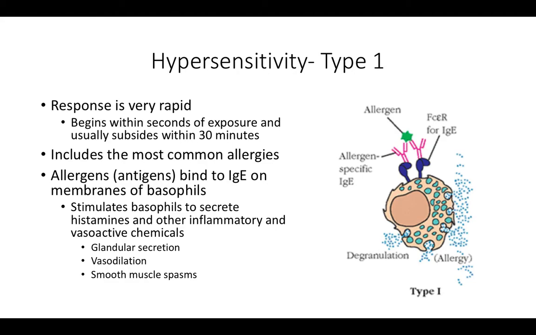So in this response, allergens, which you see here in this picture in green, are going to bind to antibodies, specifically IgE, on the surface of these basophils. And as a response, that basophil will be stimulated to secrete histamines, which you see here, and other chemicals that have inflammatory effects or affect your blood vessels. Okay, so they'll result in your glands starting to secrete fluids or whatever it is. If it's your lacrimal glands, maybe they'll secrete tears, or your salivary glands, you'll start to salivate. It also results in vasodilation and smooth muscle spasms.